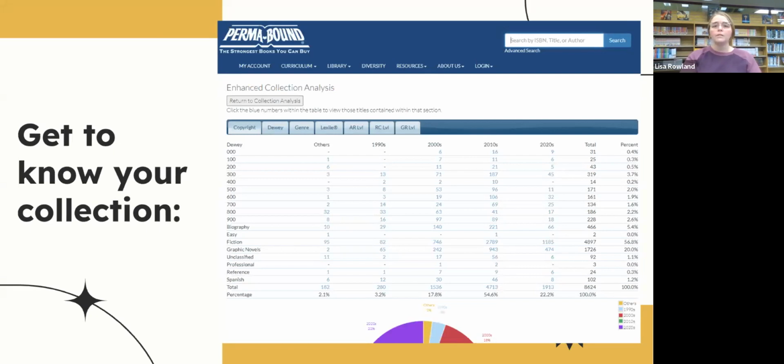And so it has a lot of the same analysis that Tidal Wave does, where you can look at copyright, you can look at the Dewey Decimal, you can say, okay, well, I only have 31 books in my 000 Dewey section. Is that okay? Am I okay with that? Do I need to focus on purchasing more? Or in my technology books, I have some aged items. Maybe I need to take a look at what those are. Are they obsolete at this point? So you can get a lot of really good information.